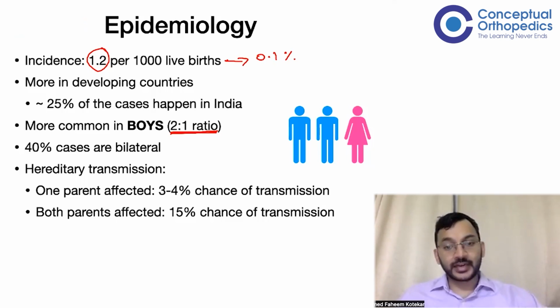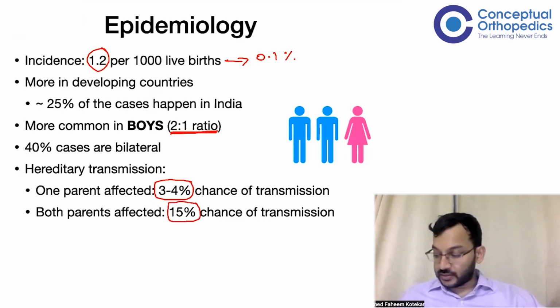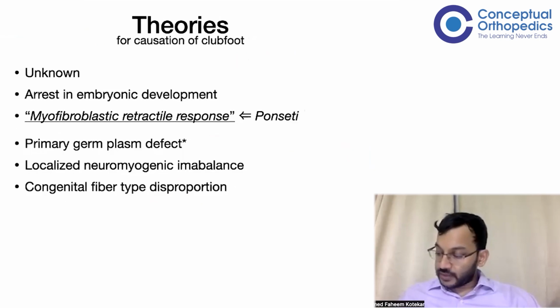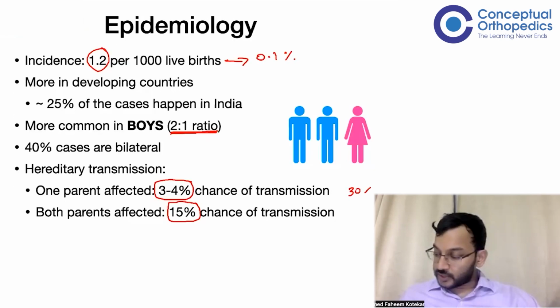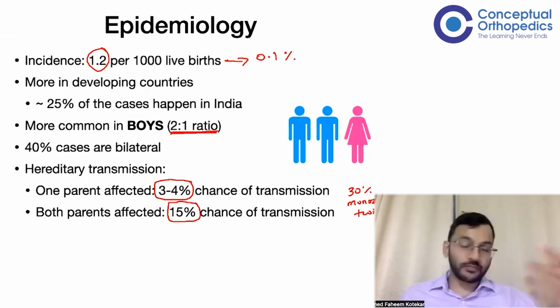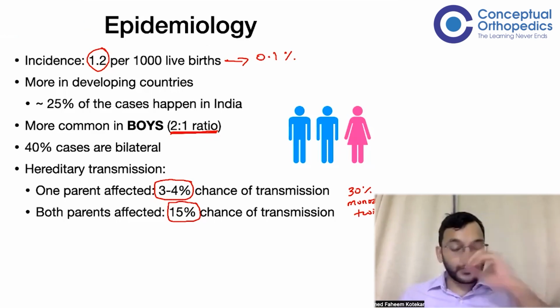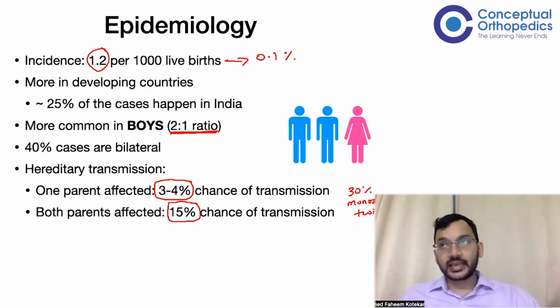However, if there is hereditary transmission, that is the parents are affected, then there is about a 3 to 4% chance of transmission. And if both the parents are affected, then a 15% chance of infection. If you want to continue forward in the same vein, then there is a risk of 30% transmission in monozygotic twins. But these are all just numbers. What is more important is that the risk is increasing. The chances are higher if the parents are also affected.